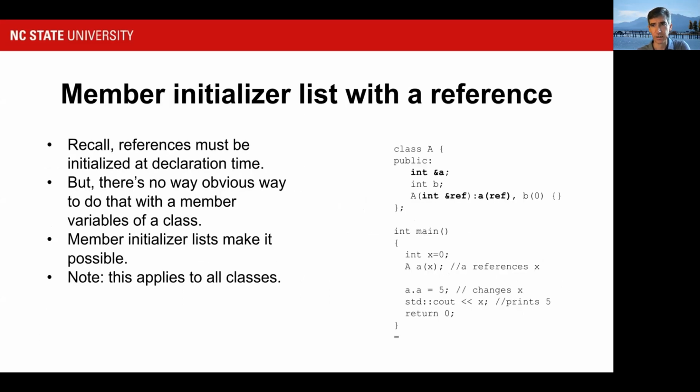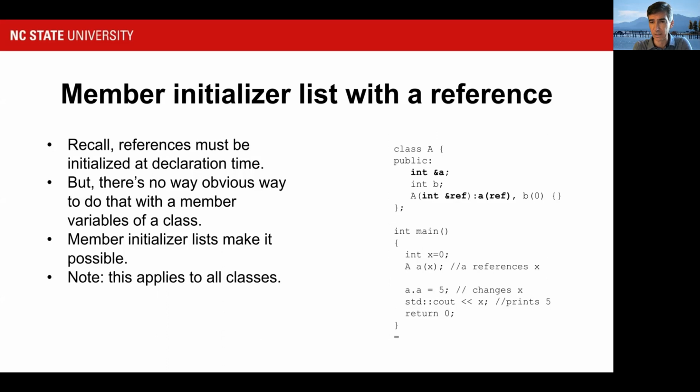Now, I just want to point out this idea of initializing a reference, because so far I've intentionally avoided this in all of the previous code I've shown you. I've avoided putting a reference in a class, because in order to do it properly, you have to use a member initializer list. You can't do it any other way. But it's perfectly legal to have a reference inside of a class. The challenge is that as we've said before with references, when you declare a reference, you have to say what it references at that moment. You're not allowed to say it later.